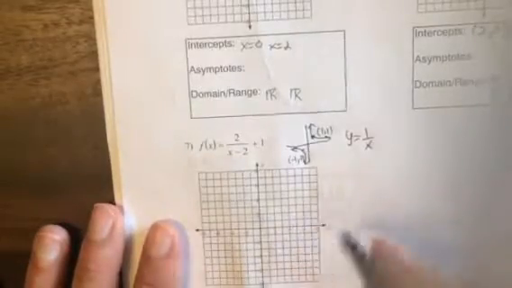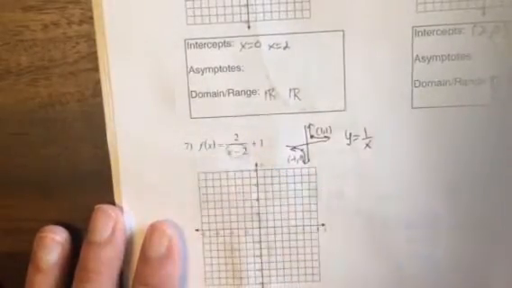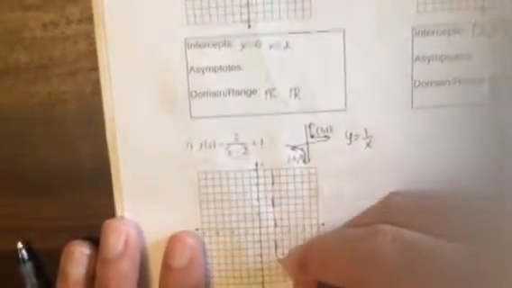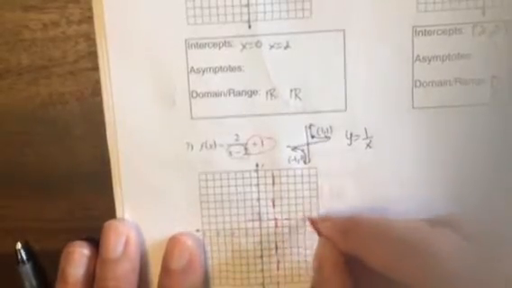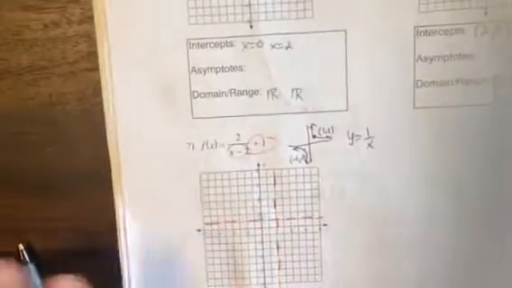And so this got shifted 2 to the right. So the vertical asymptote will be at x equals 2. It got shifted 1 up. So the horizontal asymptote will be at y equals 1.